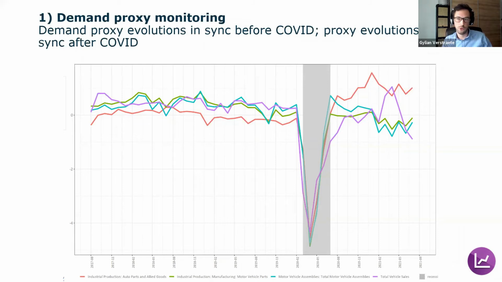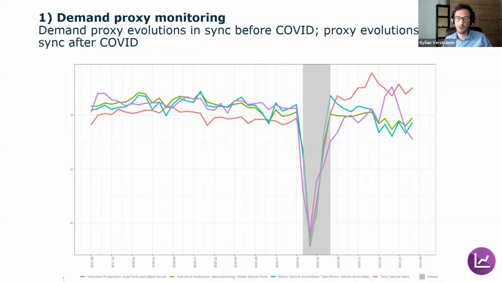Even during the recession, or during the decrease in the lockdown period, we see a very similar behavior between the assemblies, the sales, and the parts production. What happens afterwards is, to me, very interesting. You can see that the vehicle assemblies and the parts recovered much more rapidly.